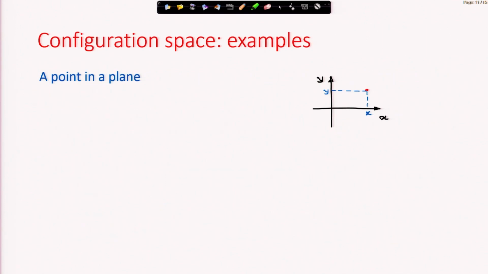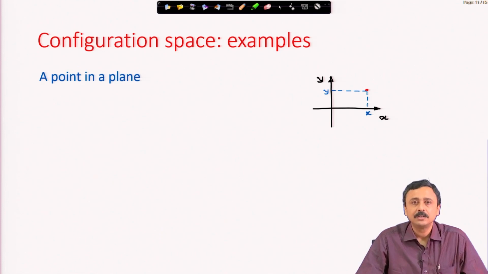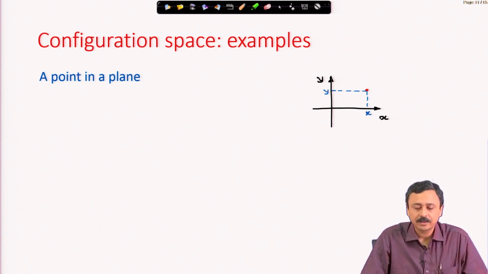Let us look at some examples. A point in a plane is represented by the x and y coordinates in the Cartesian space, in a 2-dimensional Cartesian plane. Just by x and y we can locate a point, and all this 2-dimensional geometry that we have learned, everything uses this 2-dimensional Cartesian plane, and a point in a plane is represented by these 2 coordinates.